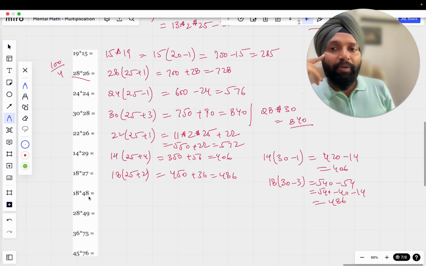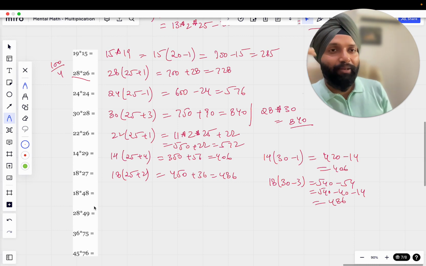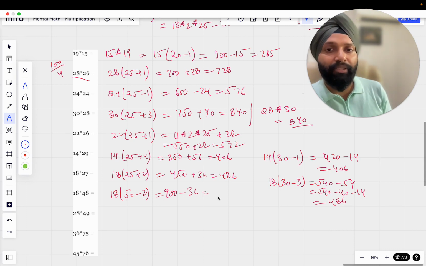Now we look at some numbers which are closer to 50, right? So if you look at it directly, it looks very daunting, 18 into 49, and how do I know? But if you just structure it, it becomes this. Now 18 into 50 is just 18 into 100 by 2, which is 900, right? So you divide that by 2 and multiply it with 100. So 900 minus 36, which is 900 minus 40, which is 864.